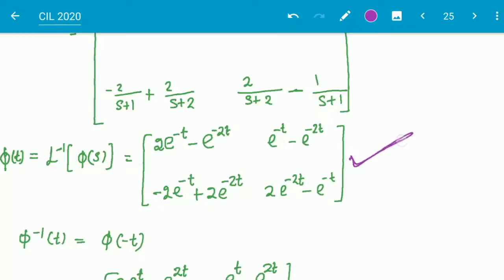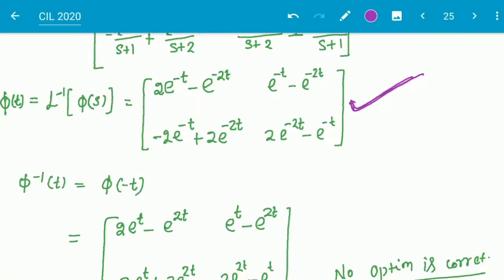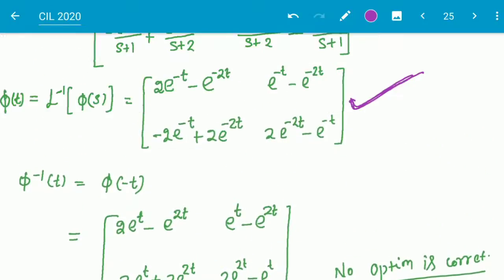We are getting phi t, that is the state transition matrix. What this is asking for is the inverse of the state transition matrix. How do we find the inverse? We have already discussed the properties: the inverse of the state transition matrix is given by putting negative t in place of t. If we put minus t here, then it will be 2e to the power t, and this will be the answer. But there is no such option given.